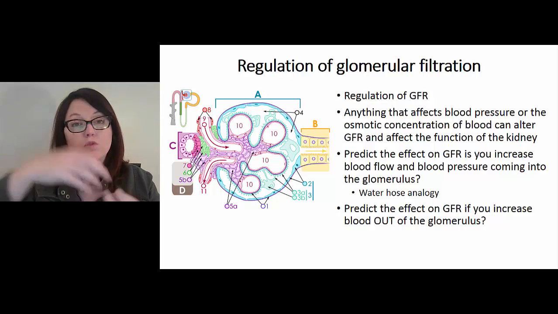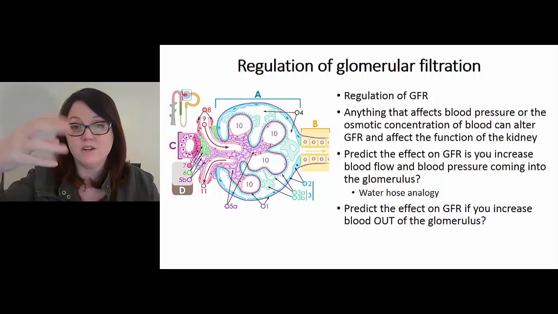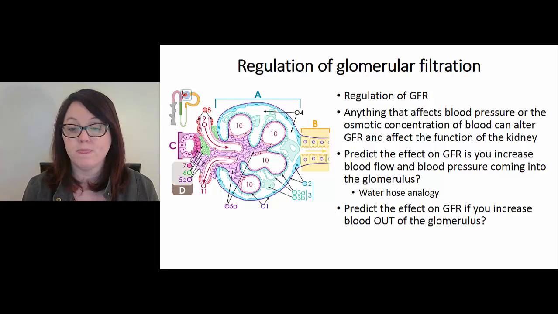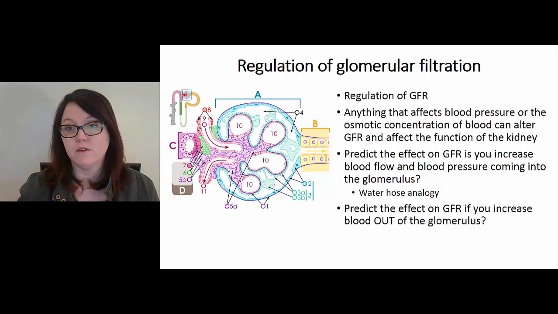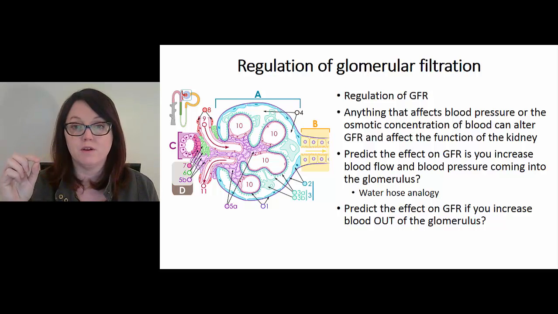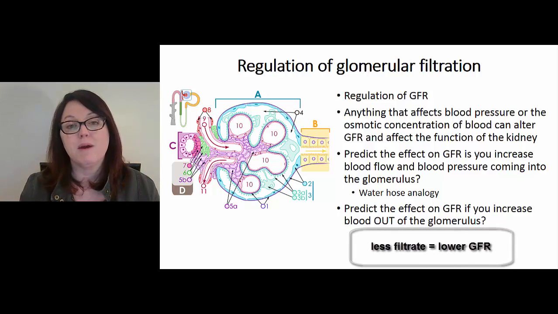More fluid will leave through the holes in the wall of your glomerulus and enter into the capsular space. Can you predict now the effect on GFR if you increase the blood flow out of the glomerulus? If you increase the blood flow out of the glomerulus, the pressure should drop in the glomerulus. And if the pressure drops in the glomerulus, you're going to have less leakage out of those holes, which means that you're going to lower the amount of filtrate that's formed.